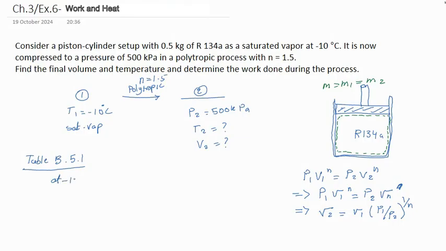So at negative 10 degrees Celsius, the P of state 1 is the saturated pressure, and the specific volume corresponds to the saturated vapor specific volume, which is 0.09921 meter cube per kilogram. Now we have the specific volume and pressure in state 1, and we have the pressure for state 2, which is 500 kilopascal. We can calculate the specific volume in state 2.